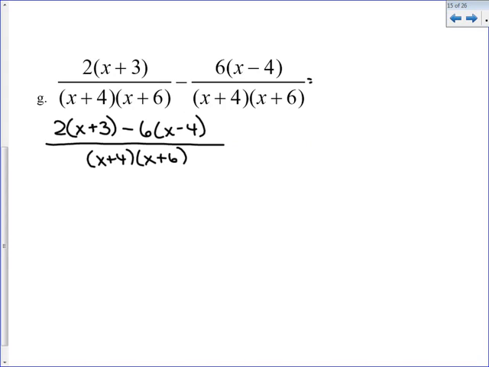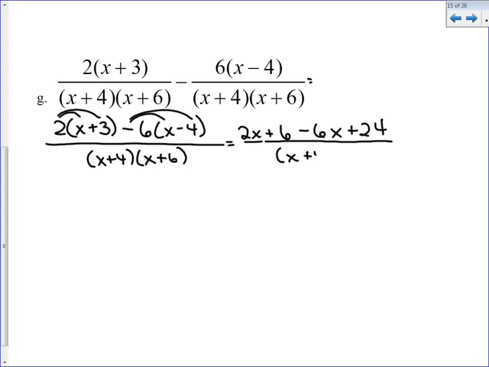So we made one fraction. What was our second step? We're going to have to distribute to combine the numerators. So I'm going to have to distribute the 2. So we're looking at 2x plus 6. And then I'm going to distribute a negative 6. So it still takes care of distributing the negative. It's just going with the 6. We're just going to give me negative 6x plus 24 all over x plus 4, x plus 6.